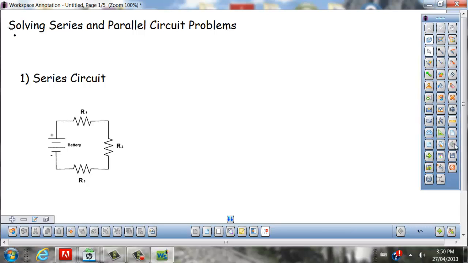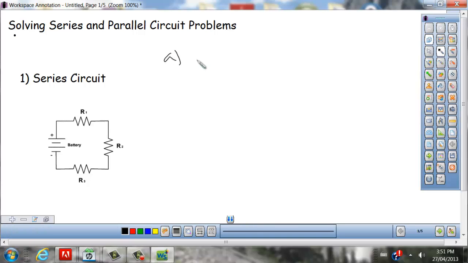I'm just going to go over a few examples of how to solve series and parallel circuit problems using Ohm's law we've been doing in class. Our first example is a series circuit, and we have three loads. There are a couple of different circumstances you can run into, and the first one we'll do is when we're dealing with identical loads.